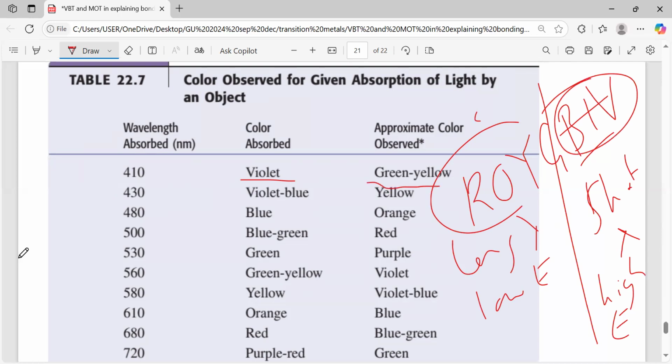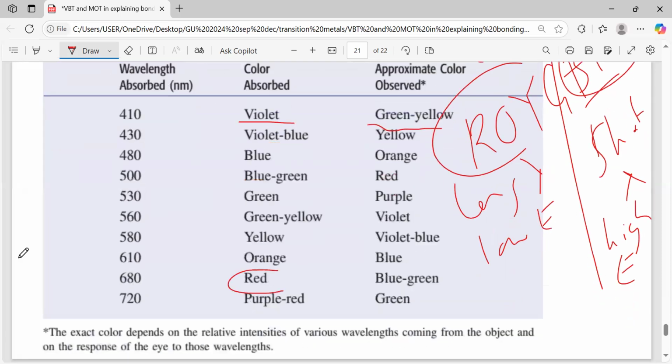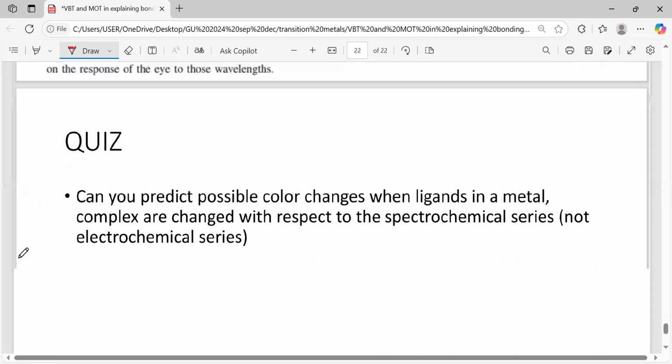Okay, and when I absorb red, let's go down. If I absorb red, which color remains? Blue-green. Okay, if you absorb that, blue-green remains. And that is the crux of this table. Okay, so again, it's up to you to read on.